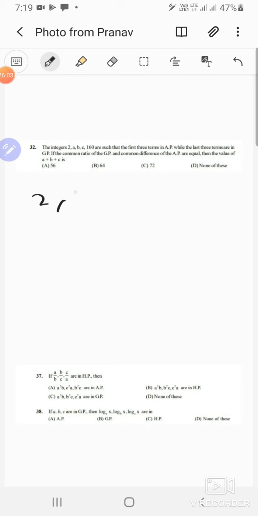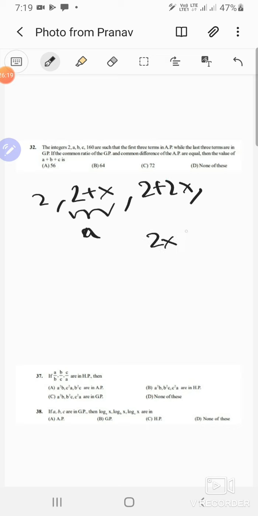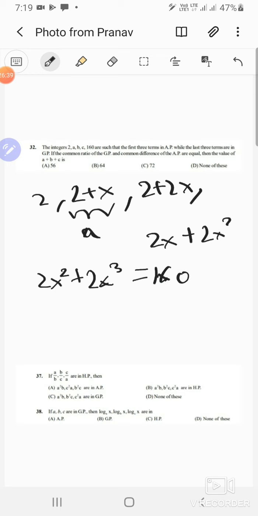Okay, so this a is going to be 2 plus x. Obviously this thing is a, and then b is going to be this plus x once again, so 2 plus 2x. But now c is going to be x times this thing, which means it's going to be 2x plus 2x squared. Fine. And then when you multiply this by x once again, you get 2x squared. Oh, it's still a cubic. Anyway, we have to solve this now. It is equal to 160.